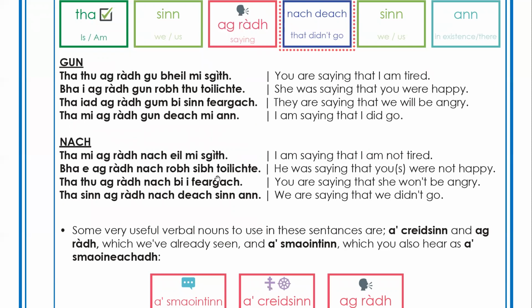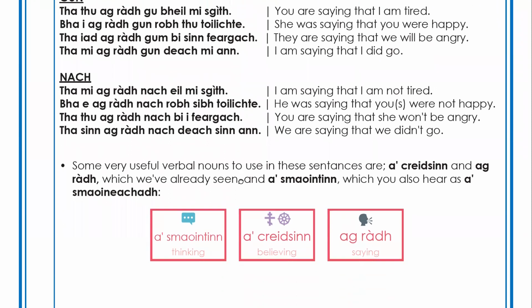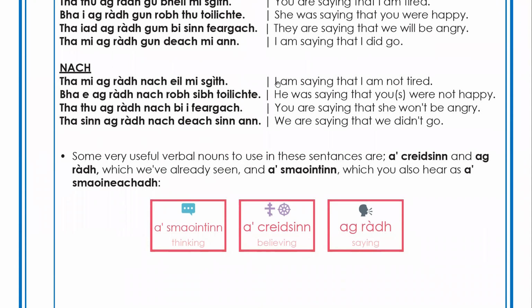Vai gra nachróisih tolige. He was saying that you, plural, were not happy. Ha gra nach bí ferigach. You are saying that she won't be angry. Ha sin a gra nach deach sin awn. We are saying that we didn't go. So you can see here in these examples that we're using a gra, saying. Some other useful verbal nouns that we might want to use to introduce an opinion about something.